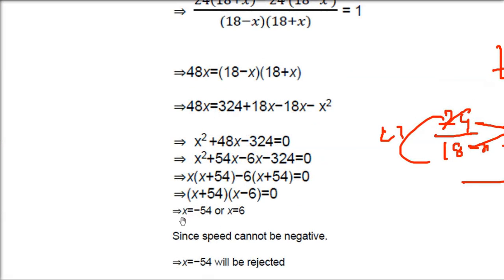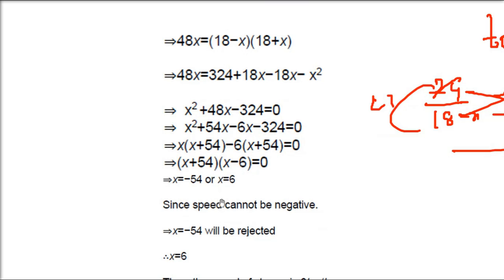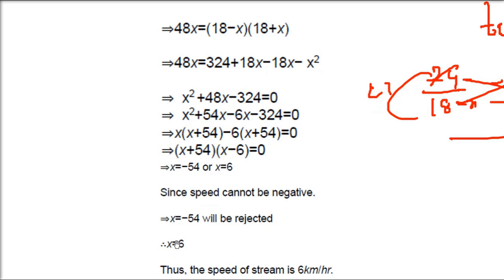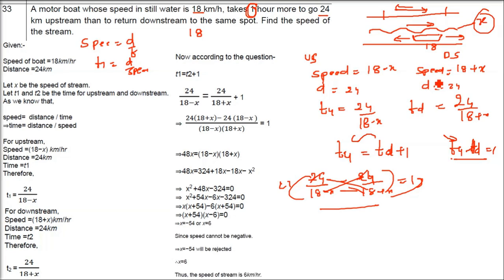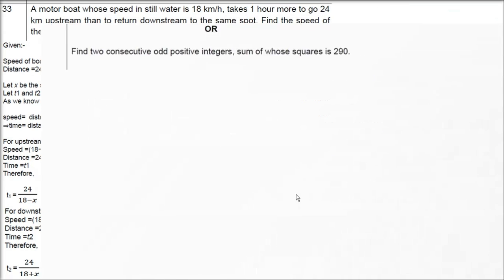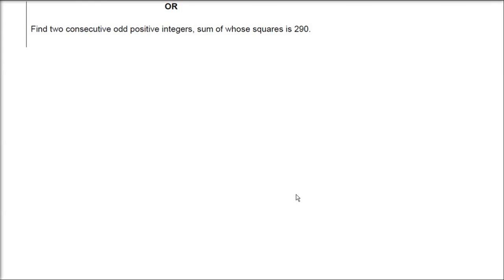When you solve this quadratic equation, it will be x minus 54 and x equals 6. Negative you won't take. Speed will never be negative. x is 6, so the speed of the stream is 6 km an hour. The speed of the stream or water is 6 km an hour. Now this is OR. Previous one or this one, you can do either of these.